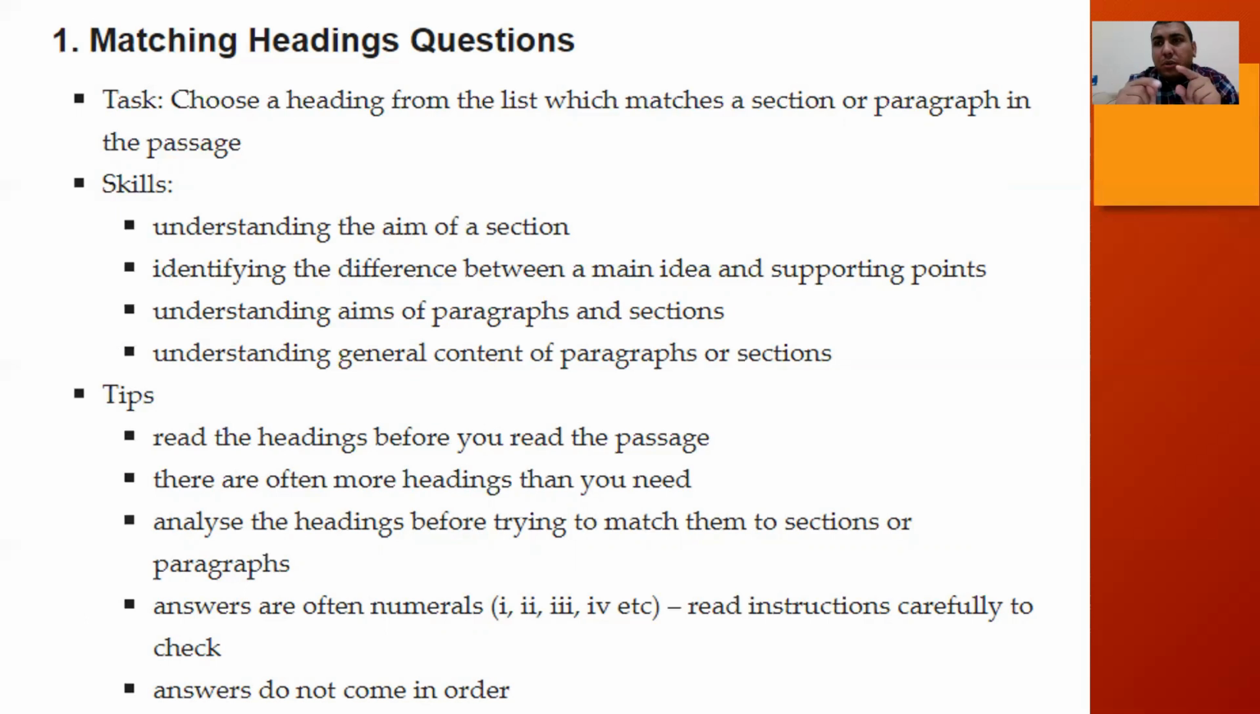Answers are often numerals. You'll have numbers, letters, Latin numbers, and so on. So you have to read the instructions carefully. Answers do not come in order. That means maybe number 9 will match paragraph A, and number 5 will match paragraph D, and so on. So your answers are not in order.